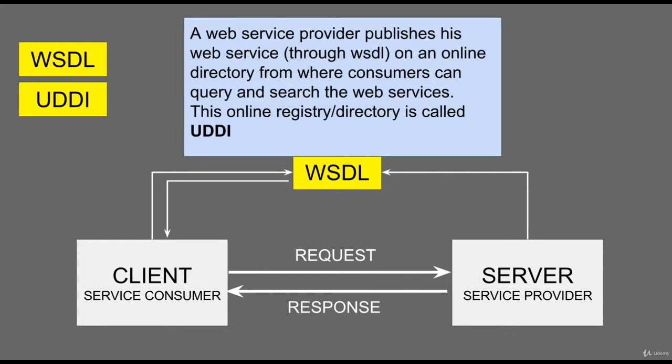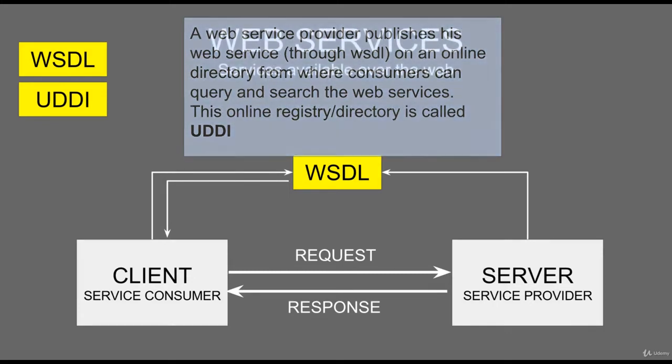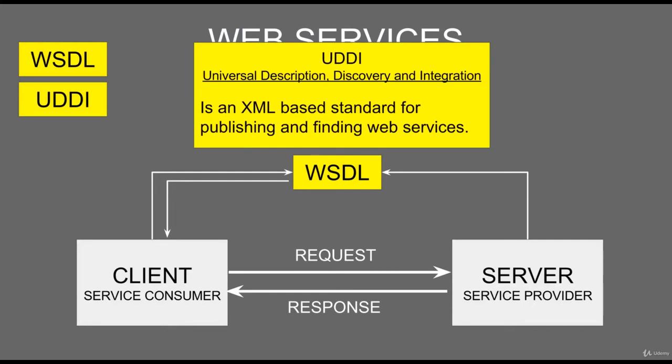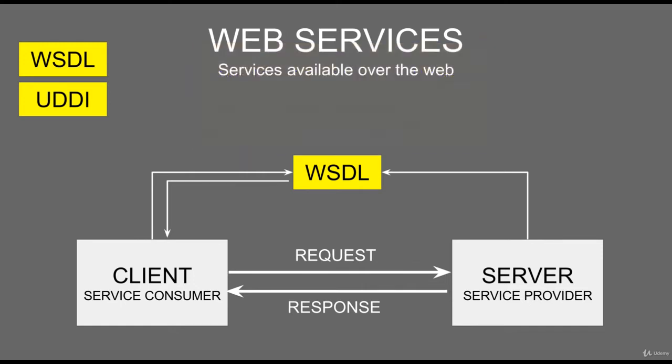To enable this, web service providers publish the description of their web services through a WSDL to an online registry or directory which can be searched by any consumer, and they can get hold of the WSDL. This online directory or registry is called UDDI. UDDI stands for Universal Description, Discovery and Integration, and it is an online directory where a service provider can publish his WSDL and a consumer can query it and get hold of the WSDL.